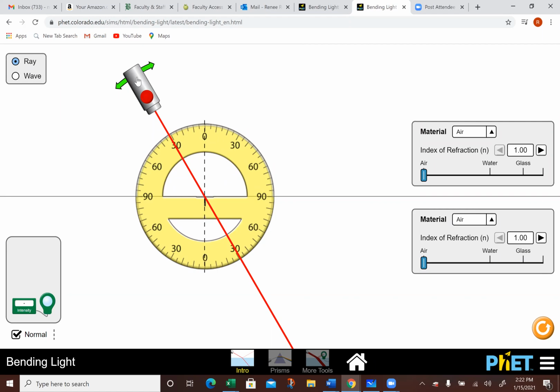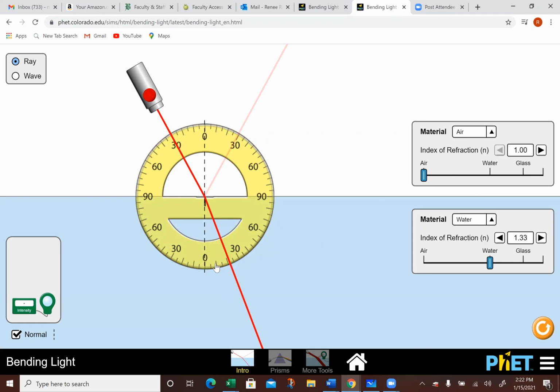All right, so if there was no air or water, yeah, that's fine. If I switch it to water, notice my angle got smaller. That's what I'm measuring right here, this angle with respect to the normal, and this angle right here. If I go back to my chart, my reflected angle is 30, my refracted angle is about 21.